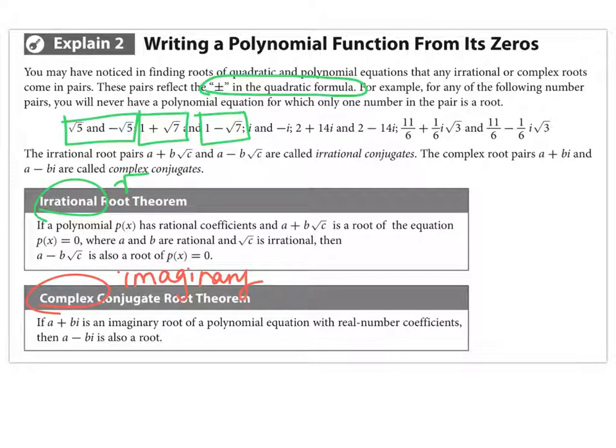They give us positive i, negative i. 2 plus 14i, 2 minus 14i, right? Those are always going to come in those conjugate pairs, which, remember, conjugate just means they're exactly the same, except for that they've got an opposite sign in the middle. So let's look at how this changes that process of writing equations.